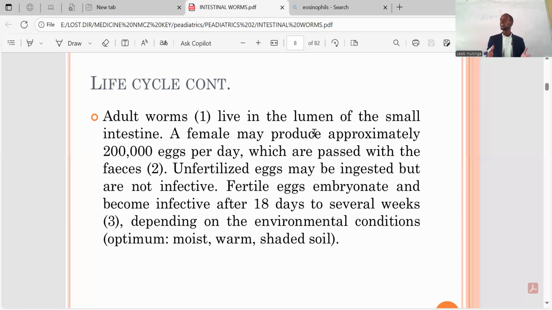So at this point, we are saying that the fertilized eggs will start to develop. Remember, an egg develops, it turns into an embryo. So while in an embryo, it is developing, and once a person ingests these eggs, they will become infective.